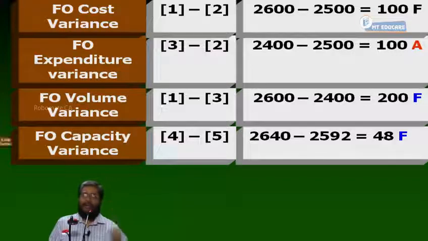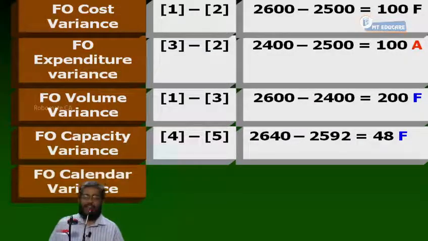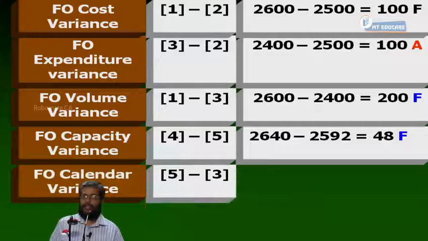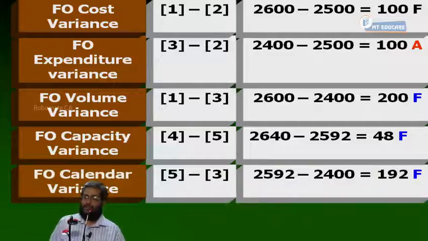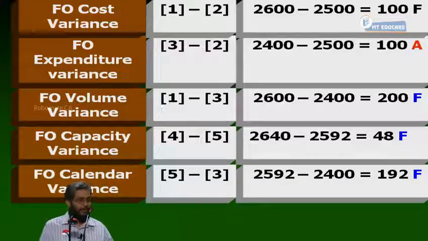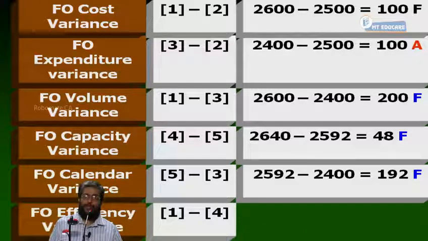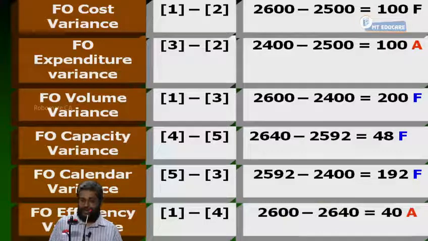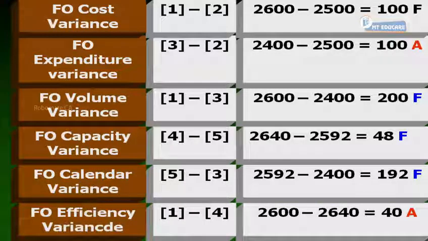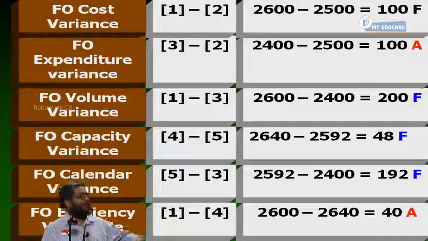FO calendar variance is 5 minus 3. What is 5 minus 3? 192 favorable. Efficiency is 1 minus 4. I think it is 40 adverse. Just to consolidate, we did a sum where the variable and fixed overhead variance ought to be calculated without any problem. We can calculate it using the formats.